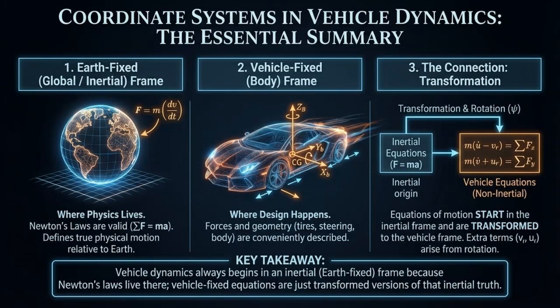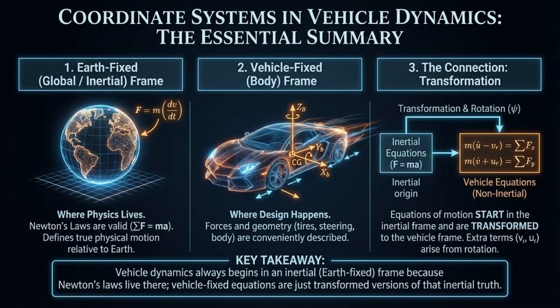Newton's laws are valid only in the earth-fixed inertial frame. This is where true physical motion is defined. However, vehicle forces in geometry are easier to describe in the vehicle-fixed frame. So, vehicle equations of motion are derived in the earth frame first. They are then transformed into the vehicle frame for practical analysis. In short, physics lives in the earth frame, and vehicle dynamics is a transformed version of that physical truth.